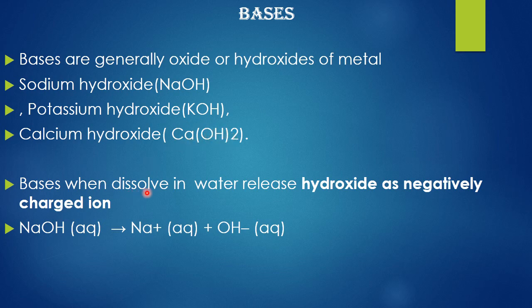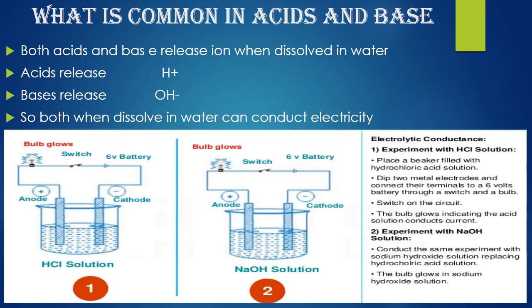Now they also, when dissolved in water, release hydroxide ions as negatively charged ions. So NaOH, if you dissolve it in water, aqueous meaning dissolved in water, you get sodium ion along with the OH ion. So bases are those substances which, when dissolved in water, release hydroxide ions as negatively charged ions. Now what is common in acids and bases? Acids release hydrogen ion when dissolved in water. Bases release hydroxide ion.